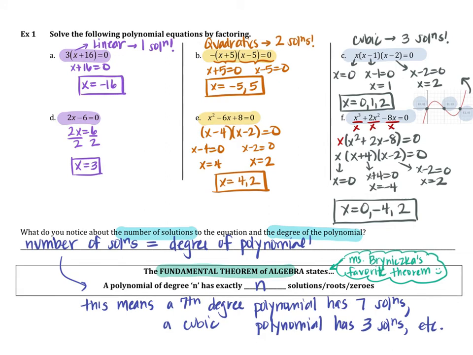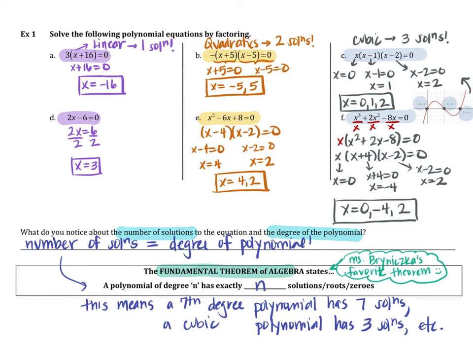Okay, so here's your detailed solution. So for D, you should have gotten x equals 3. For E, x equals 4 and 2. And F, x equals 0, negative 4 and 2. Notice on F, we had a GCF of x, so we first had to factor that out. And then you were focusing on factoring x squared plus 2x minus 8.